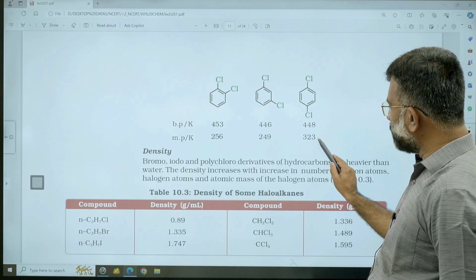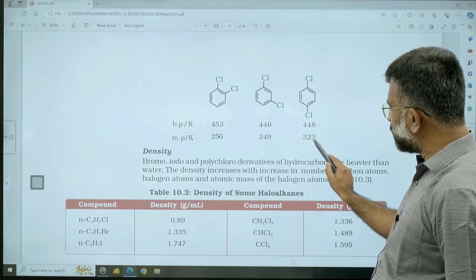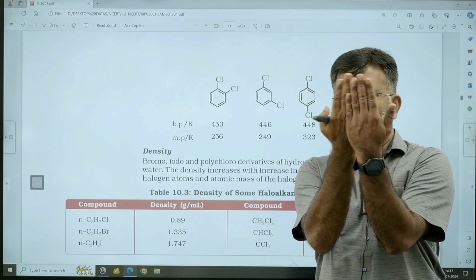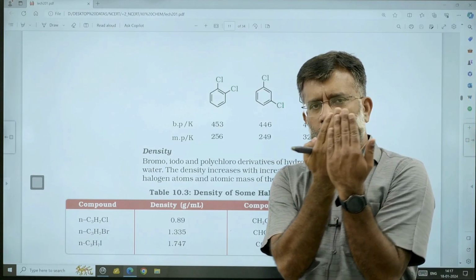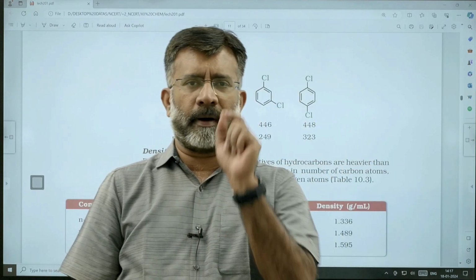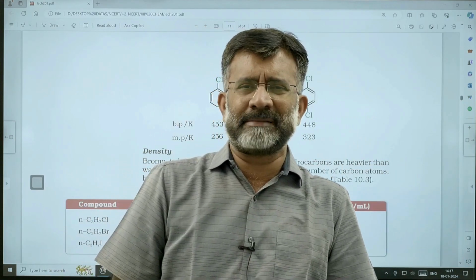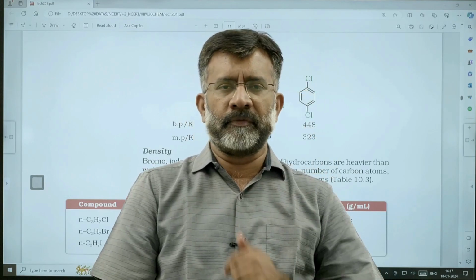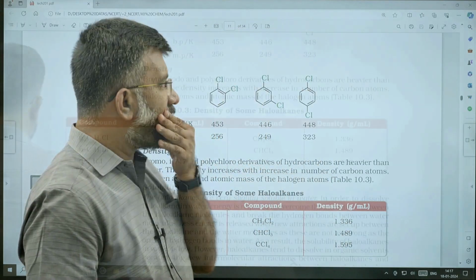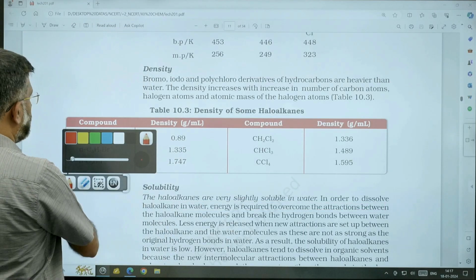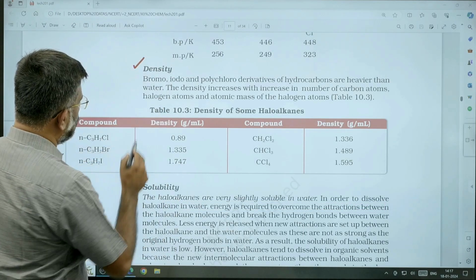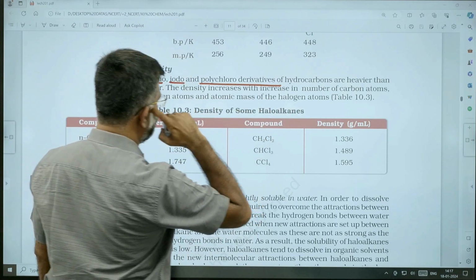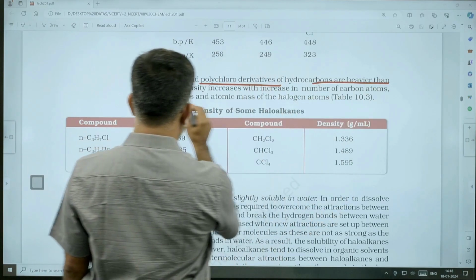Now the melting point is greater over here, 323, because of the molecular symmetry. It's making a close packed arrangement. In the solid state, when dichloro comes at the para position, the molecule is more symmetrical and there is more effective close packing, which leads to a higher melting point. Another important point regarding density also: bromo, iodo, polychloro derivatives are heavier than water.